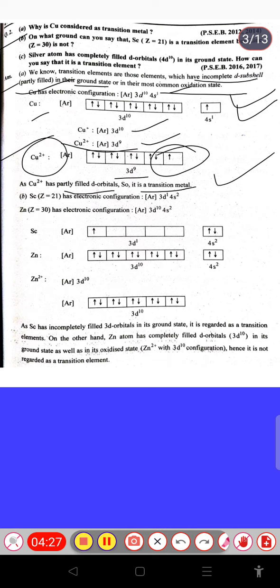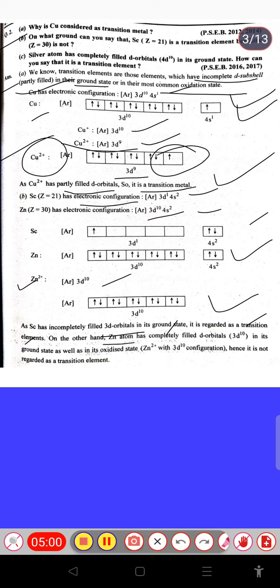Second question, from scandium to zinc. Scandium has the electronic configuration 3d1 4s2, and zinc has the electronic configuration 3d10 4s2. In zinc, Zn2+ will show 3d10, which is a fully filled electronic configuration, and scandium has an incompletely filled 3d orbital in its ground state, and it is regarded as a transition element.